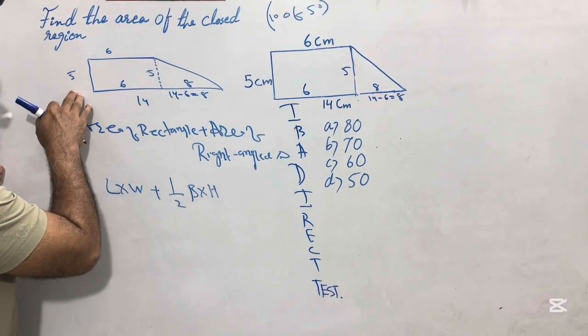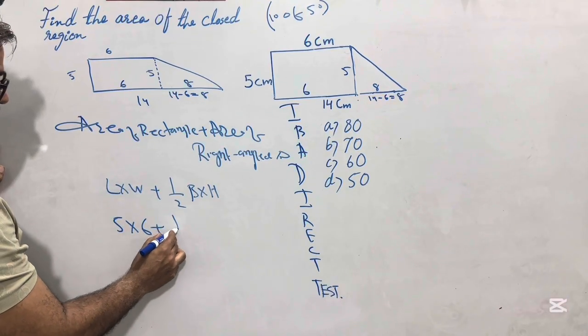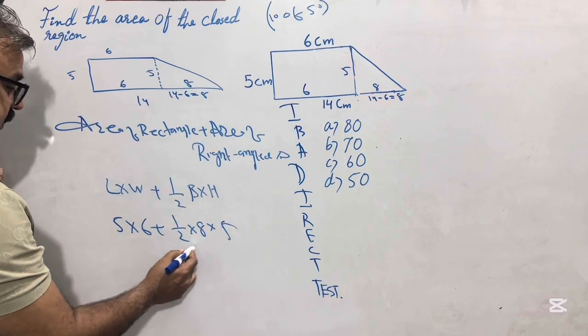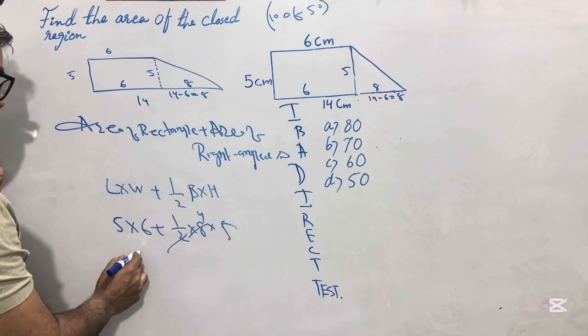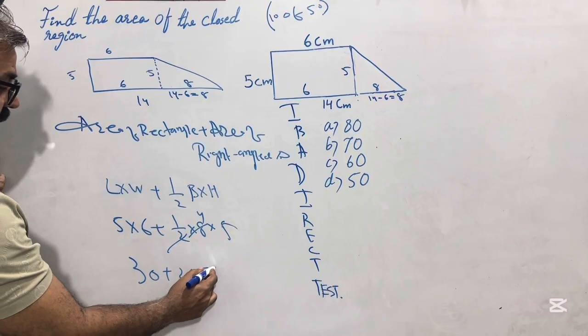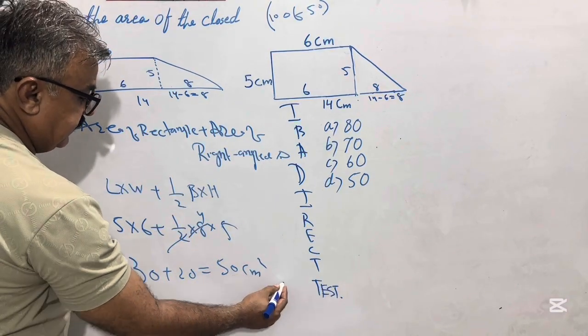Length and width, either take 5, 6. 5 times 6 plus 1 upon 2, base is 8 in that case and height is 5. Applying table of 2: 5 sixes are 30 plus 4 fives are 20. It's our 50. Unit is centimeter, 50 centimeter square.